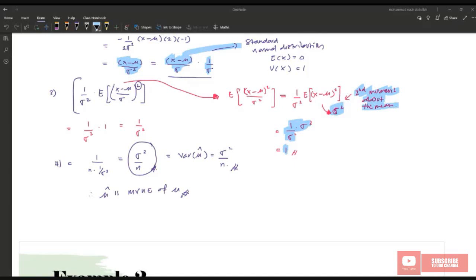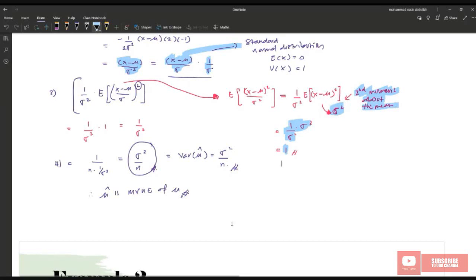So ada soalan lagi? If you don't have question, then we can proceed with example number 2. Can we proceed on example number 2? Yeah, good.